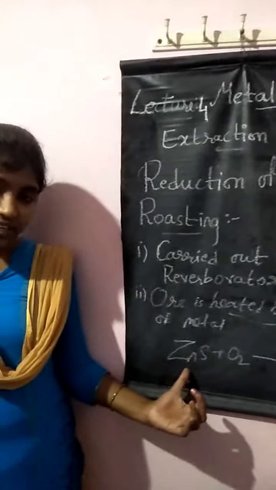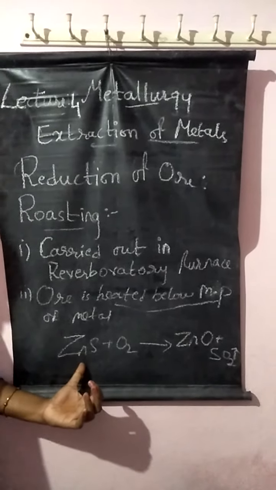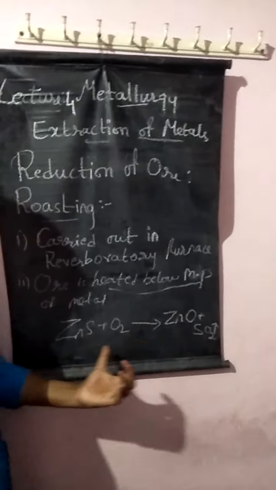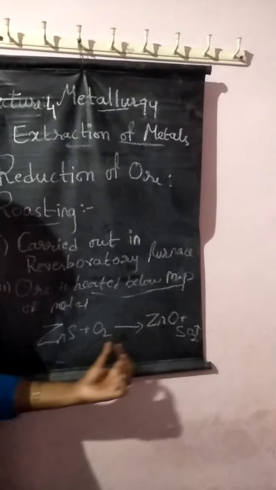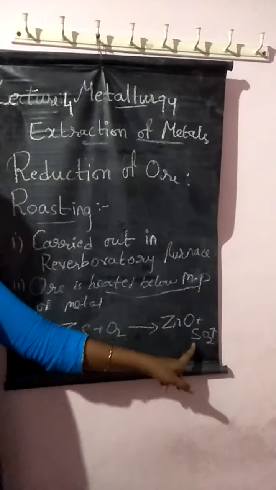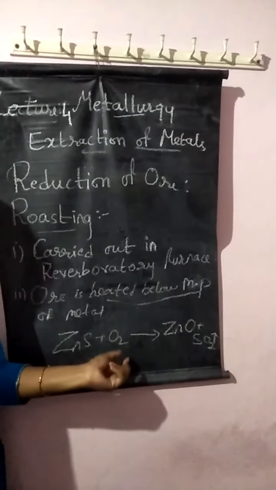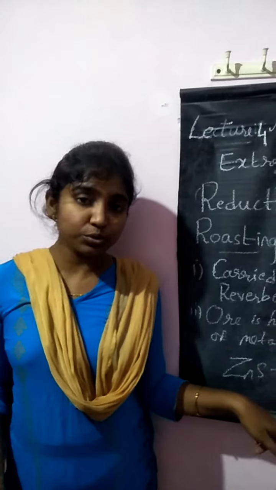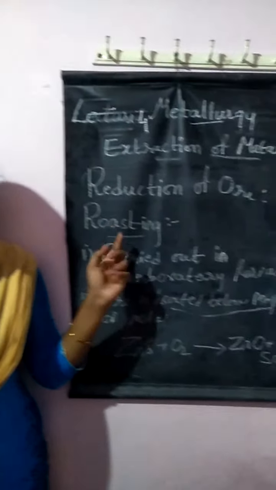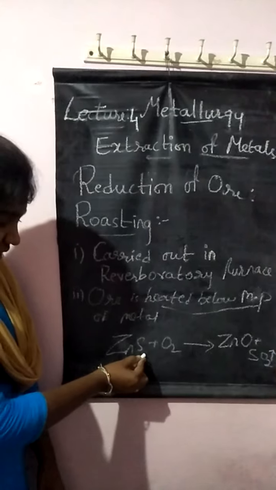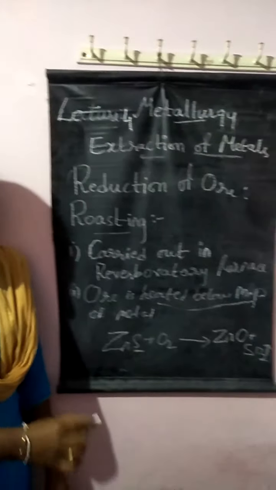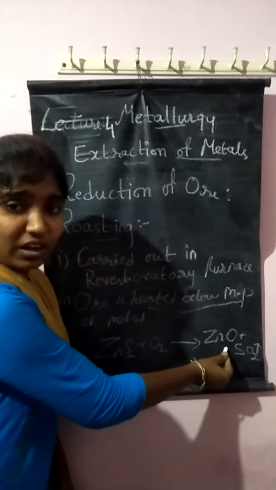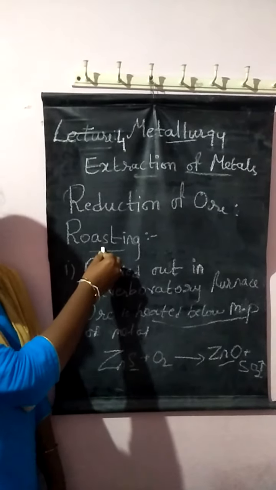Here I have given an example. We have taken zinc sulfide ore, which is heated in the presence of oxygen, where zinc sulfide is converted into zinc oxide and the sulfur goes with oxygen as sulfur dioxide. You can take many examples like lead sulfide, zinc sulfide, copper sulfide, Cu2S. Anything which is attached with sulfur becomes a sulfide ore. All these sulfide ores are converted into the oxide forms in the process of roasting.